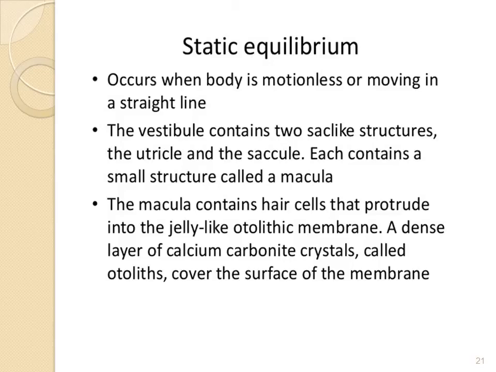The macula contains hair cells. Now, what is the macula? It is a structure found in the utricle and saccule. Each one of these contains a macula. The macula contains hair cells that protrude into the jelly-like structure covering the surface of the membrane, with a dense layer of calcium carbonate crystals. So each one of these is responsible for static equilibrium.